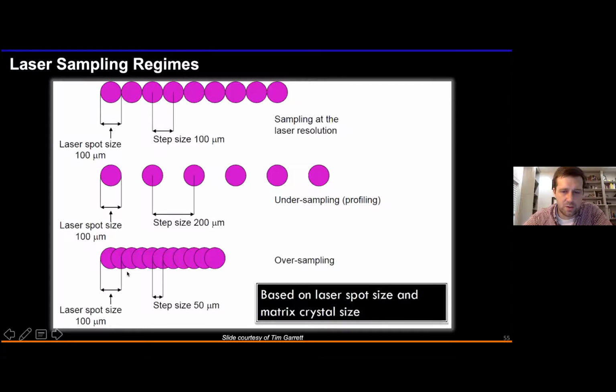And then we can also do what's called an oversampling approach, where we move the laser beam at a fraction of the beam diameter. Essentially then the new material from each subsequent ablated pixel is only coming from a fractional, hemispherical or half-moon shape of the leading edge of that laser. And this is a way to get spatial resolutions smaller than the beam diameter.